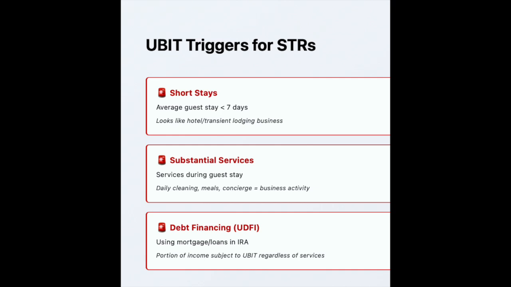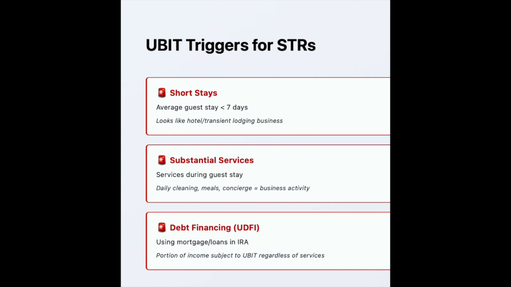But substantial services are things offered during the guest's stay, like daily maid service, providing meals, concierge services, that kind of hotel-like stuff. So it's the extra services during the stay that push it over the line. Mm-hmm. Makes the income look like payment for services, not just rent for the space. Exactly. That's the thinking. Got it. So short stays, extra services, those are the operational triggers. Mm-hmm. But the source also mentioned financing, something separate.